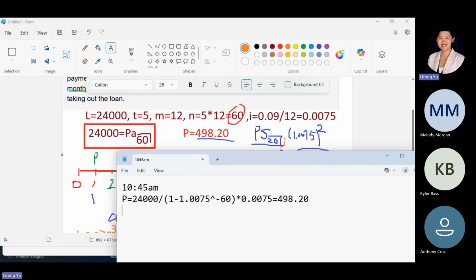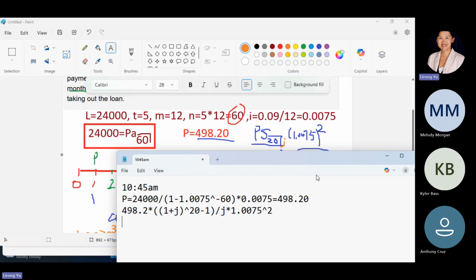498.20. Now this same payment 498.20 is being multiplied to a total accumulated value of 1 plus j to the power of 20 minus 1. That's the S formula divided by j. That's the S20 that we were supposed to calculate. And then this has to be multiplied by 1.0075 to the power of 2. That is how much value all those payments are at time 5 years later.